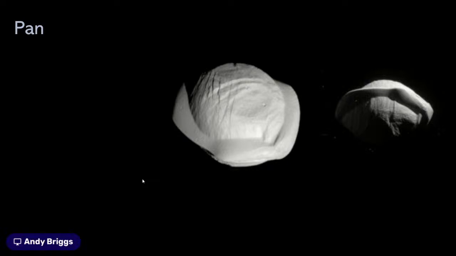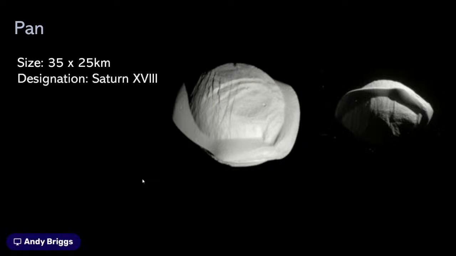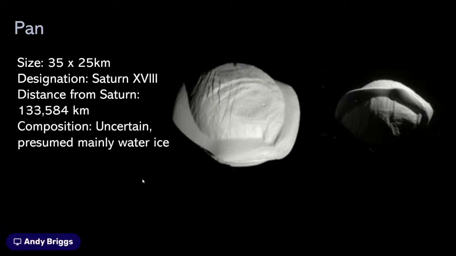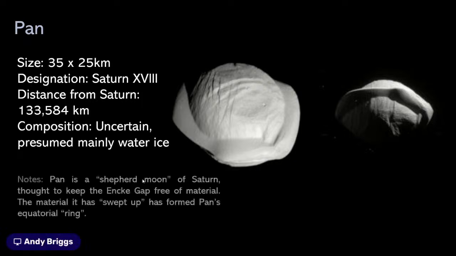It looks like some sort of UFO. This moon is very small compared to the others. It's only 35 by 25 kilometers. It's designated Saturn XVIII, and it's 133,000 kilometers from the planet. Its composition, although uncertain, hasn't been directly measured. It's presumed to be mainly water ice again, with some rock thrown in.